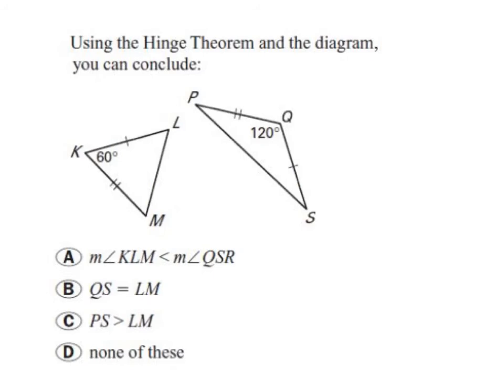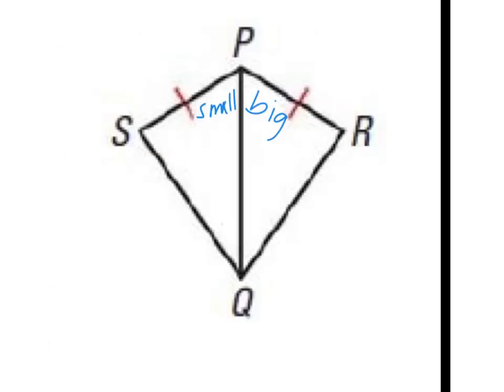So just looking at the picture, you probably want to focus on LM and PS. Which of these is true based on what you currently have? A, B, C, or D? Because that's the only thing you can conclude. All these other stuff you can't get from this picture. The only thing you can talk about is the side across from an angle. Then this side, QR, would have to be longer than QS.